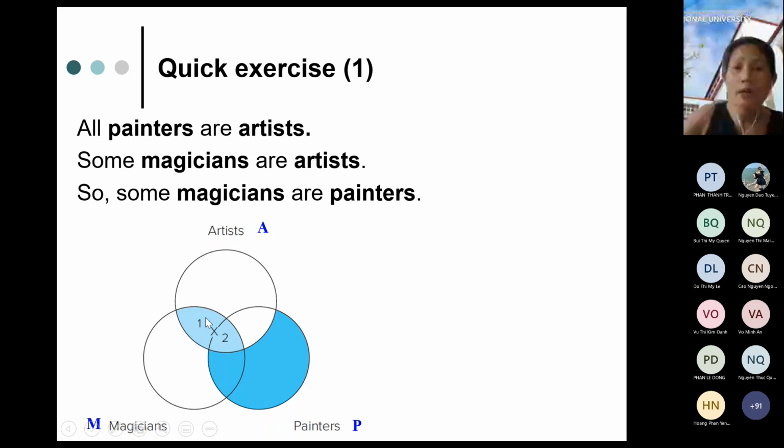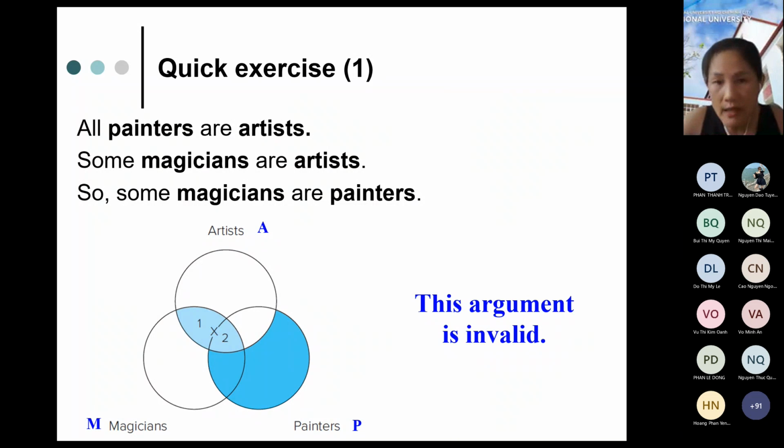But do you see it? No, we don't, isn't it? We only see half of the X. Remember, in the previous week we learned one example already. Half of the X is not the X. So in this case, the conclusion tells us that we should see the X in the common area of M and P, but we don't see it. We only see half of it. Then this argument is invalid.